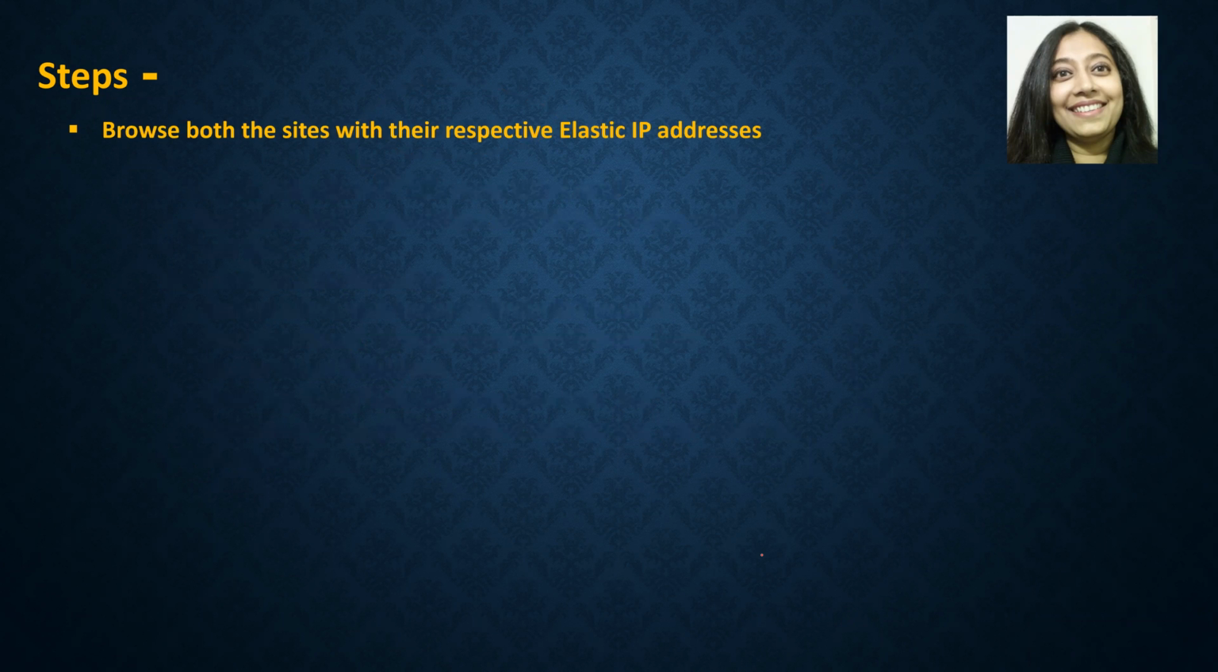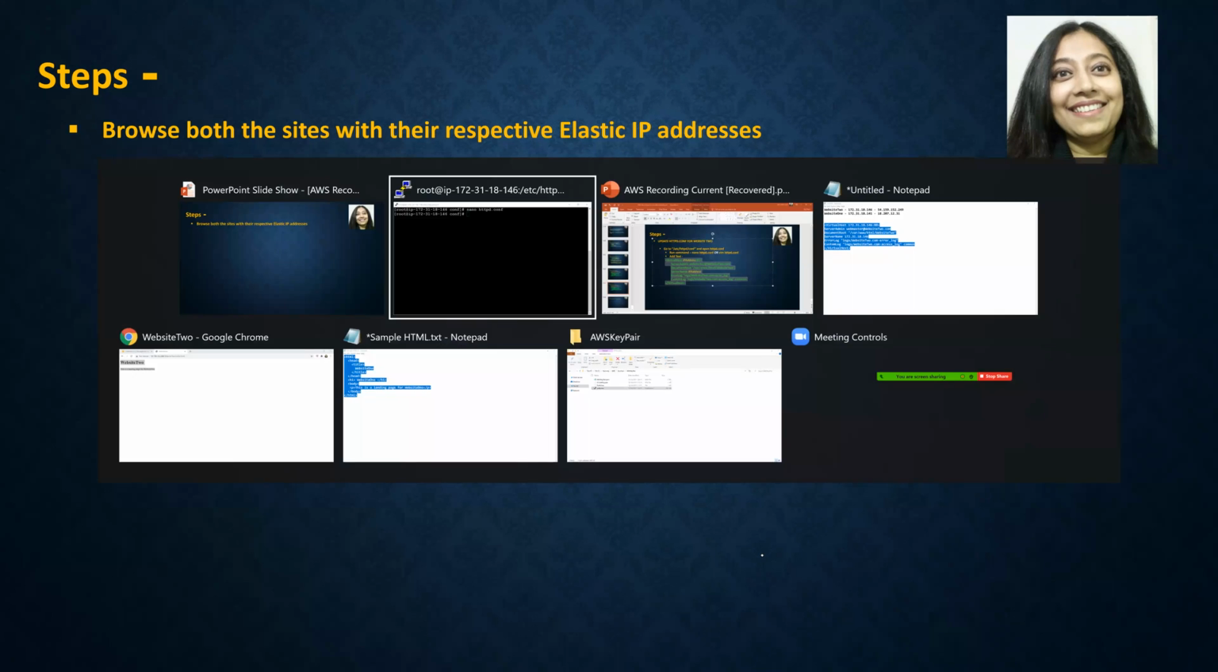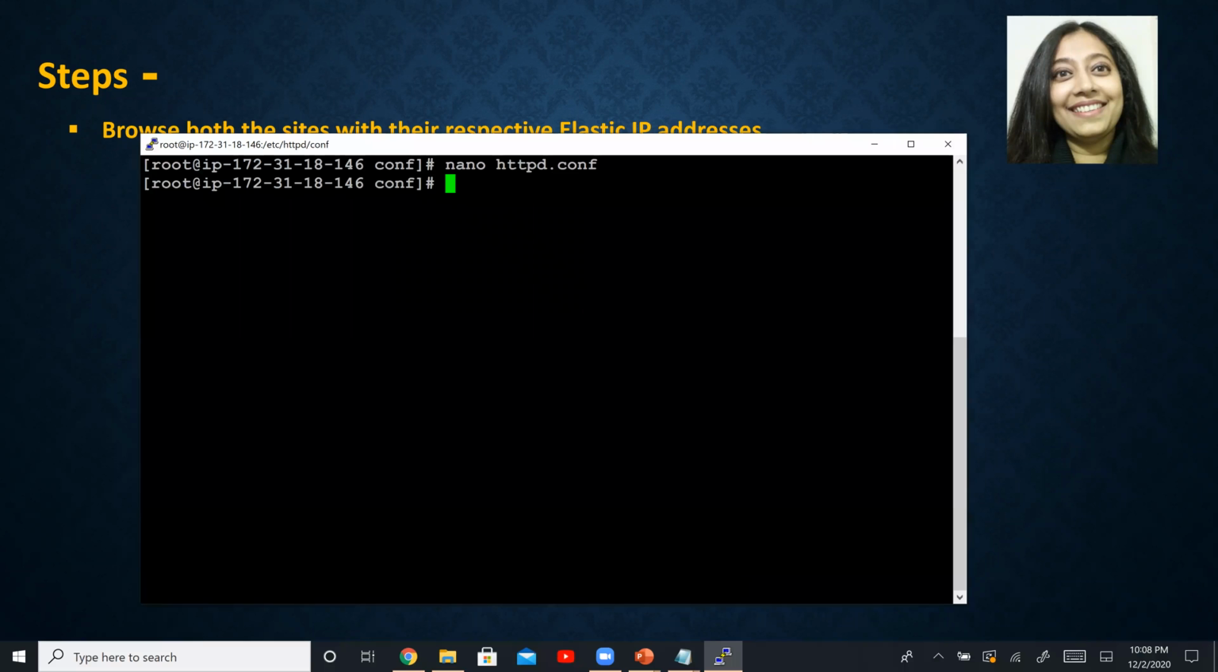The next thing that we need to do is we need to go ahead and browse these sites with their respective elastic IP addresses. So let's try and do that. But before we do that, we will stop and start the HTTPD service. So let's do that. Let's see if I still have any of those commands. So I do have that. So I'm going to say sudo systemctl stop HTTPD.